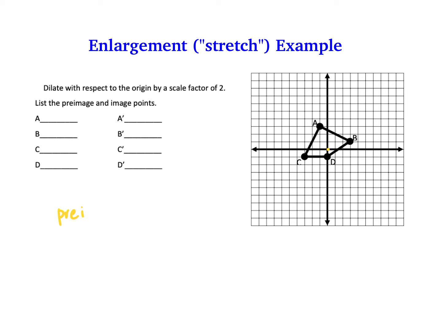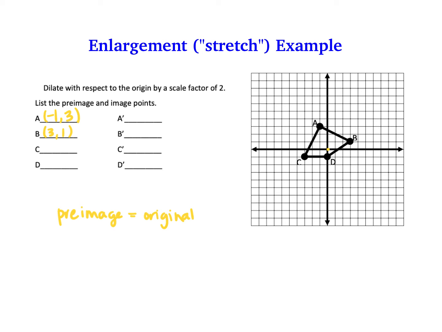So pre-image is the original, kind of what you are starting with. It actually wants us to label those points first. So if I look at A, it's 1 to the left and 3 up. So that would be -1 for the left and then a +3. If we look at point B, that is over 3 and up 1. So 3, 1. Remember that x goes first.